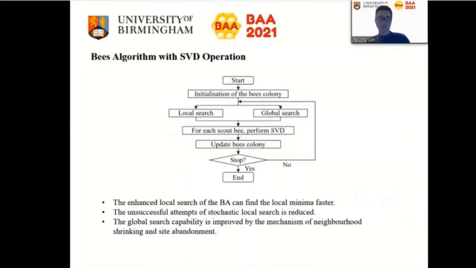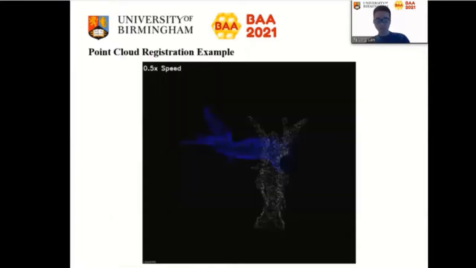This study adopts the Bees algorithm as the global search technique and integrates the SVD operation for the scout bees. The enhanced local search can find the local minima quickly. The unsuccessful attempts of stochastic local search are reduced. The global search capability is improved by the mechanism of neighborhood shrinking and site abandonment. Here is an example of 3D point cloud registration.